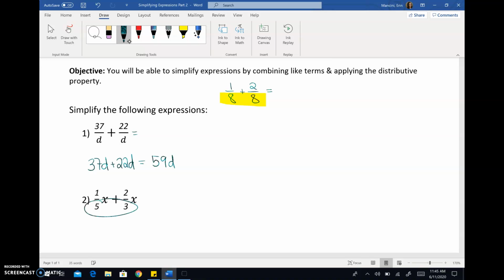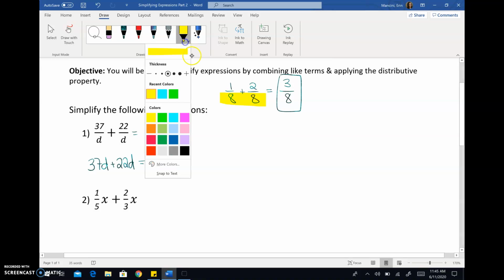Okay, and when fractions have a common denominator, you can add them. If they don't have a common denominator, we'll have to do something, but in this case, we can add them. So really what this says is I have 1/8 and I add 2/8. How many eighths do I have? Well, now I have 3/8. Okay, so that's how you're going to add fractions.